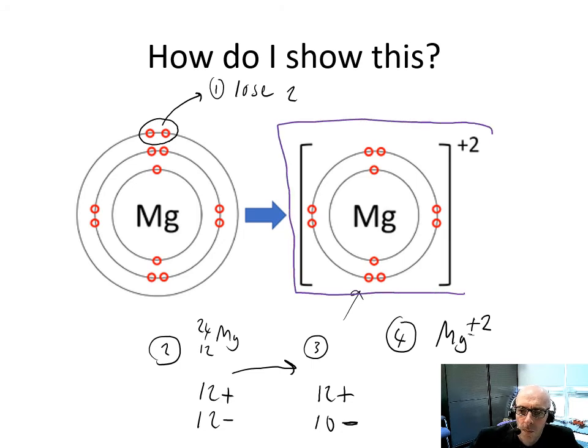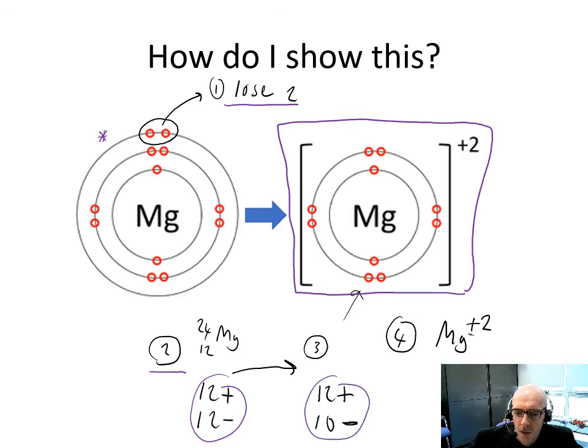So, in your notes now, this is your worked example. Magnesium, this is where you start, has to lose 2. You then work out the protons and electrons afterwards. Then you work out the charge, and then you draw it like that. So that can be number 5. So hopefully by pausing and following the numbers, you'll get really clear notes. Okay.